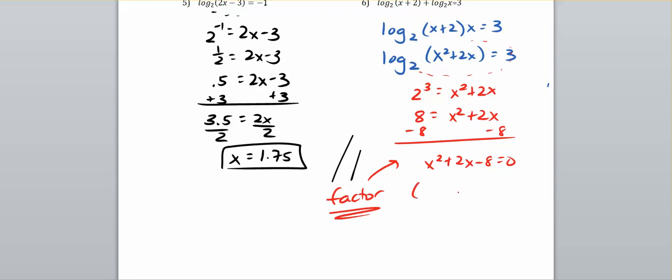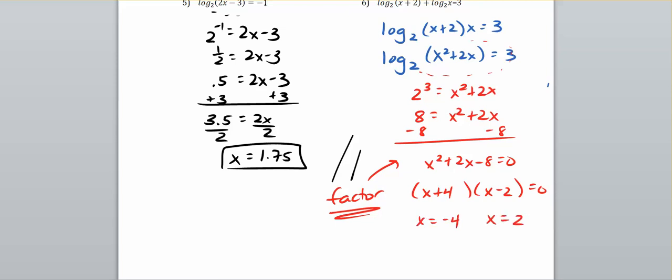Go ahead and say what multiplies to give me negative 8 and adds to give me 2. Well, what two numbers multiply to give me negative 8 and add to give me 2? That would have to be a positive 4 and a negative 2. So if I solve these, this would give me negative 4, and this would give me positive 2.